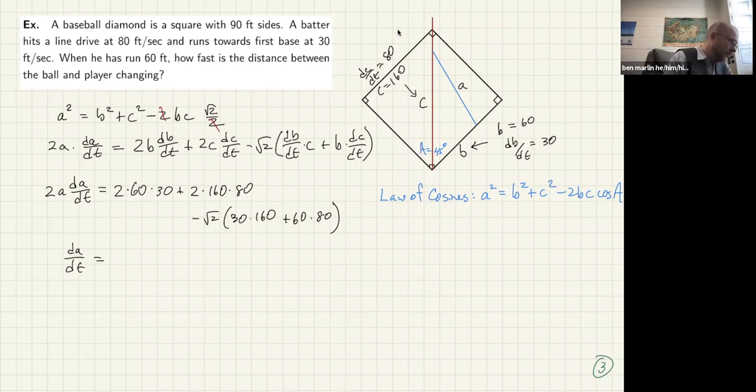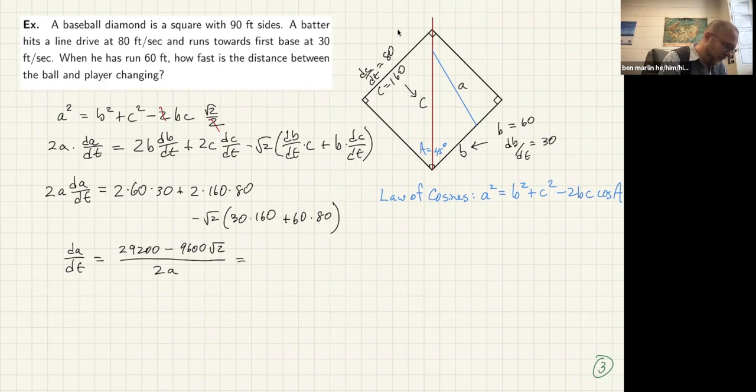Okay, so, oh God, 29200 minus the square root of 2 times, let's see, 9600 square root of 2. All this divided by the 2a. Now I guess I can divide by 2.